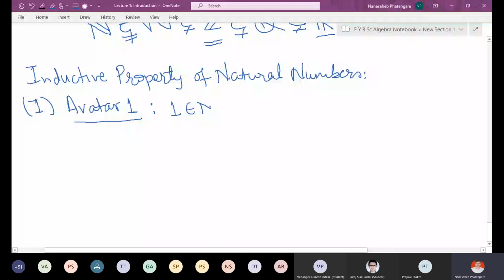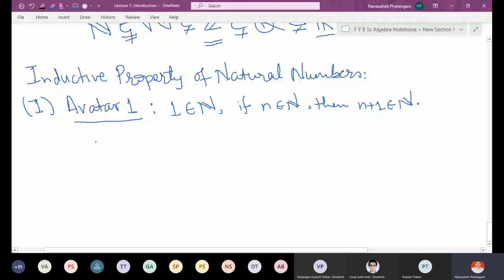1 is a natural number, and if n is a natural number, or you choose any number from the set of natural numbers, then n plus 1 is also a natural number, right? So this is the basic property of natural numbers. The initial natural number is 1, and if you choose any number from the set of natural numbers and add 1 to it, the next number is in it. This shows that there are infinitely many natural numbers, right?